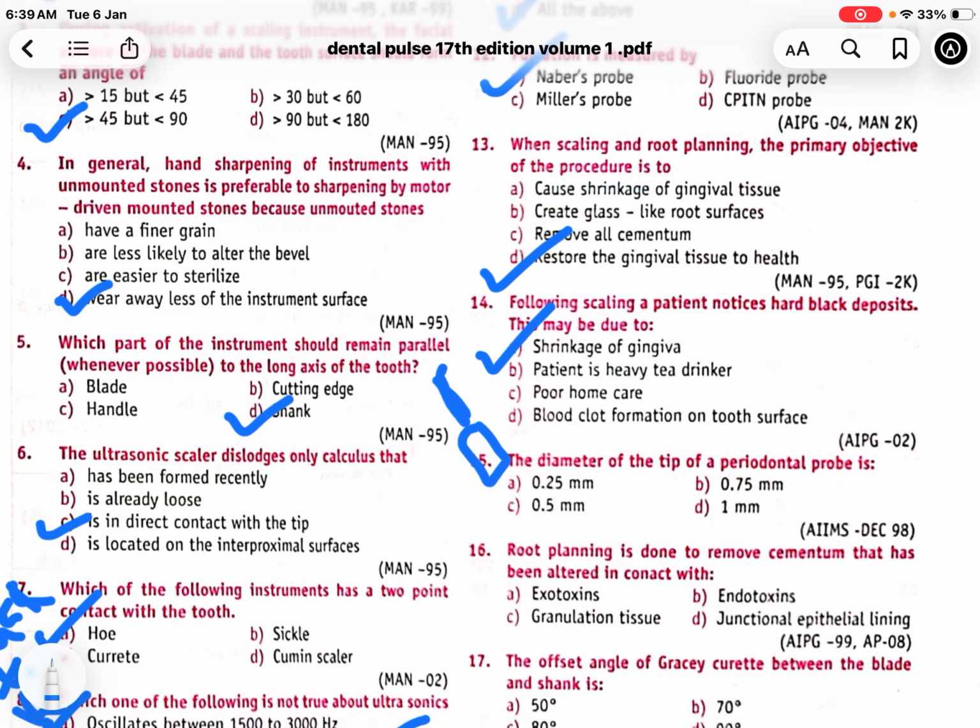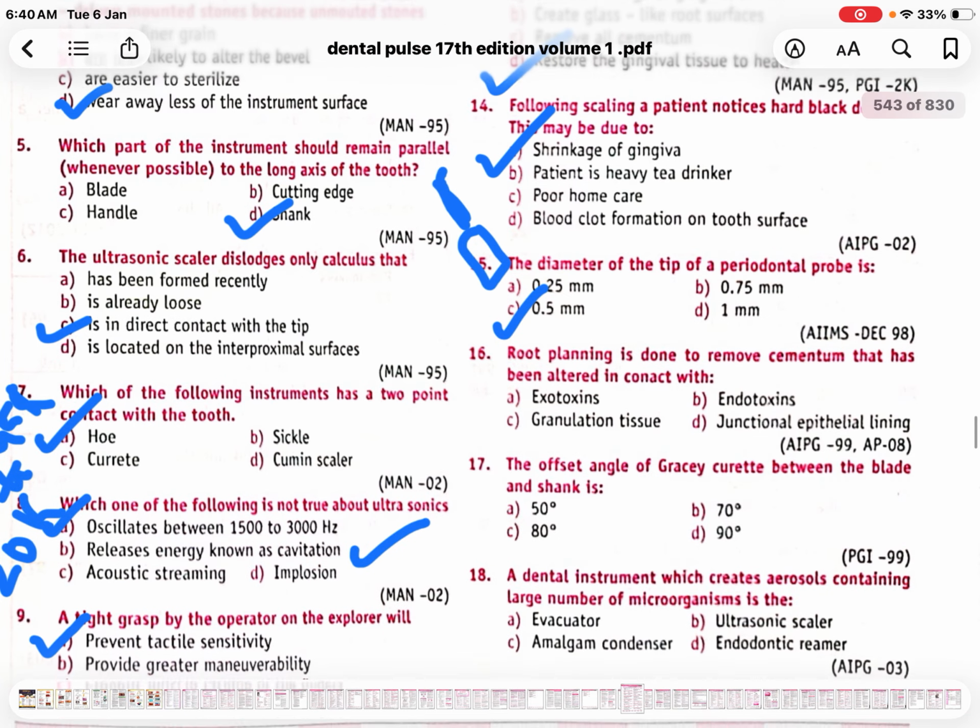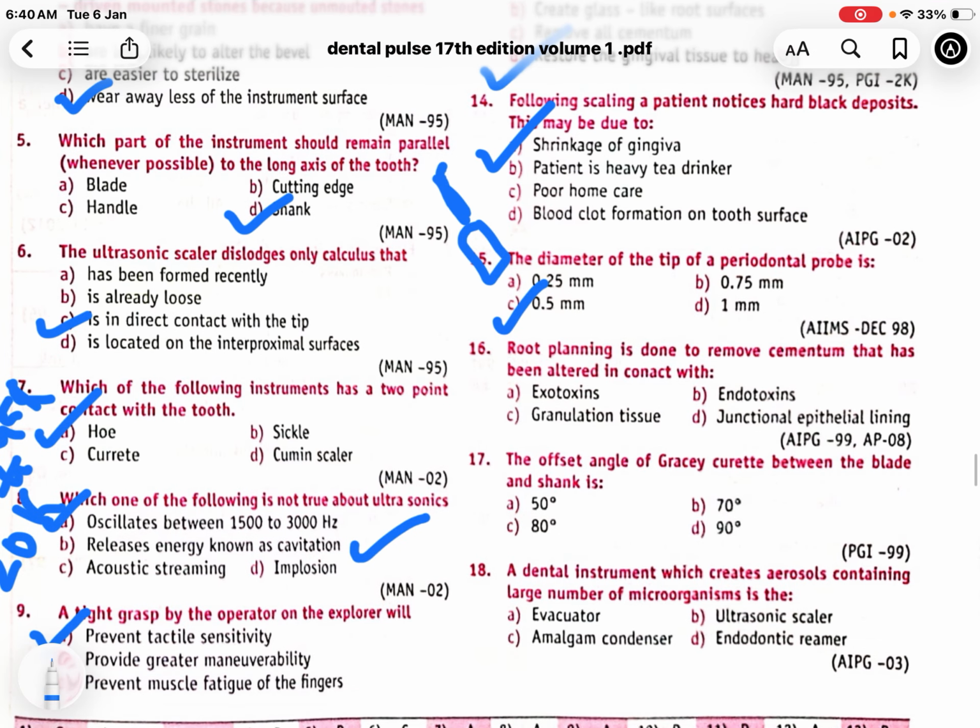When the gingiva shrinks, this causes exposure of the subgingival calculus, which is in the form of hard black deposits. Next, the diameter of the tip of the periodontal probe is 0.5 millimeter. Next question, root planing is done to remove cementum that has been altered in contact with endotoxins.